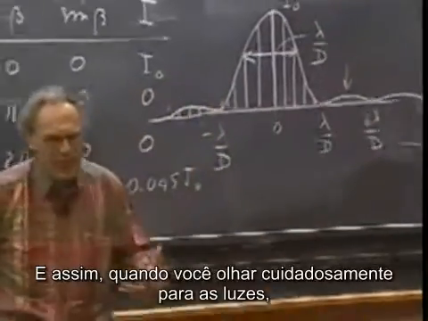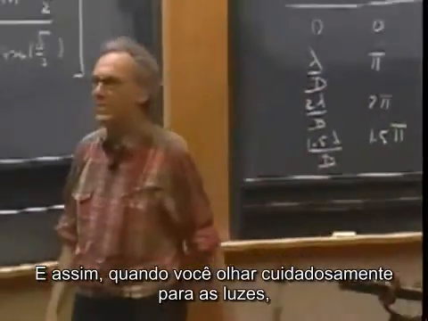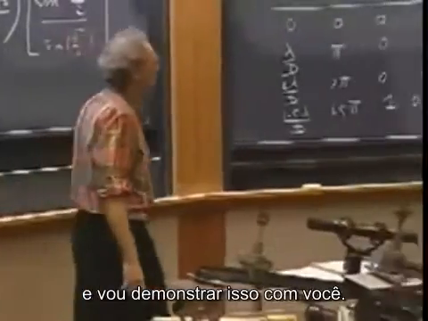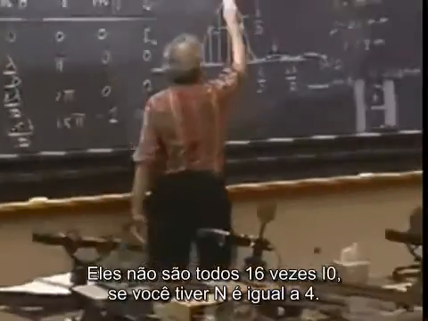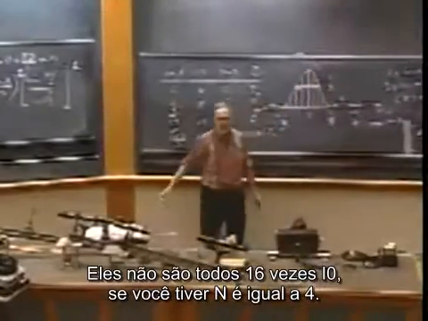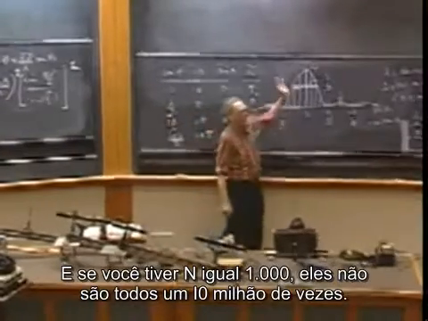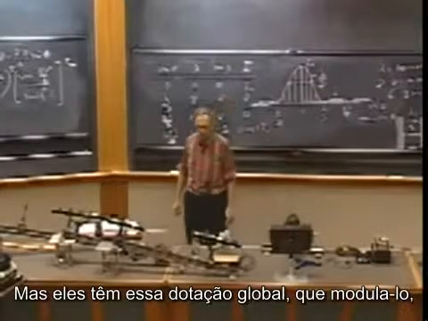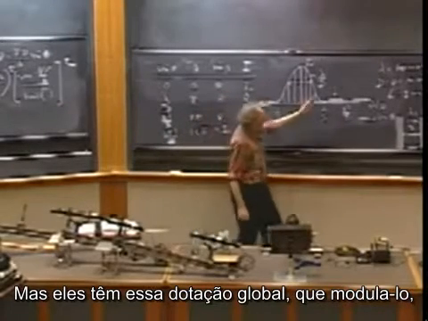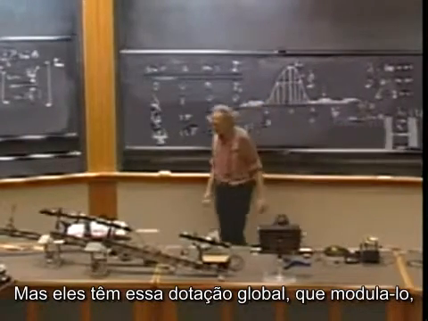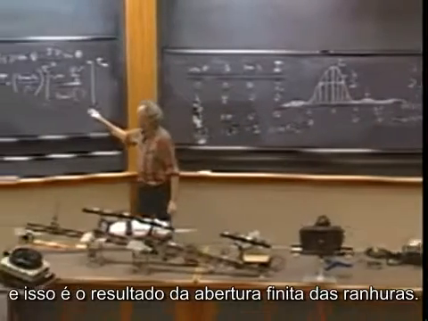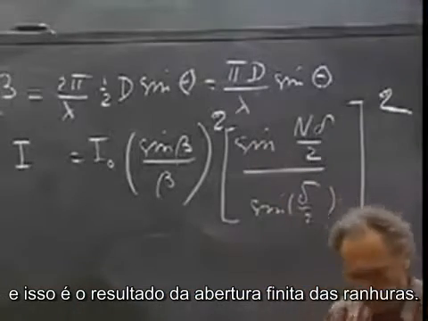And so when you look carefully at the grating lines, and I will demonstrate that to you, they are not all 16 times I0 if you had n equals 4. And if you have n equals 1,000, they are not all 1,000,000 times I0. But they have this overall envelope which modulates it, and that's the result of the finite opening of the grooves.